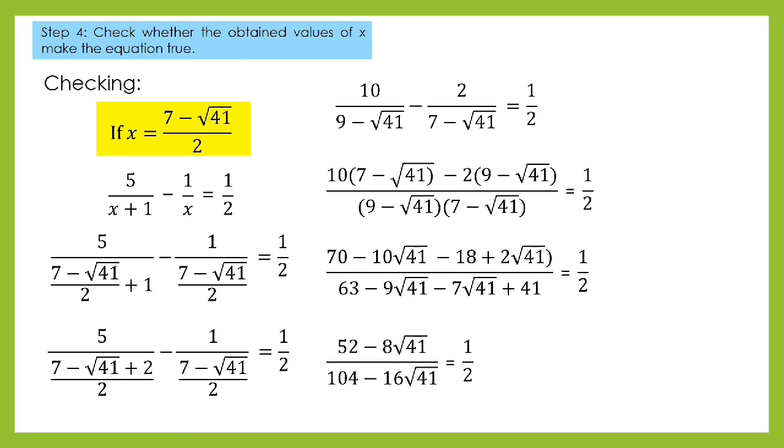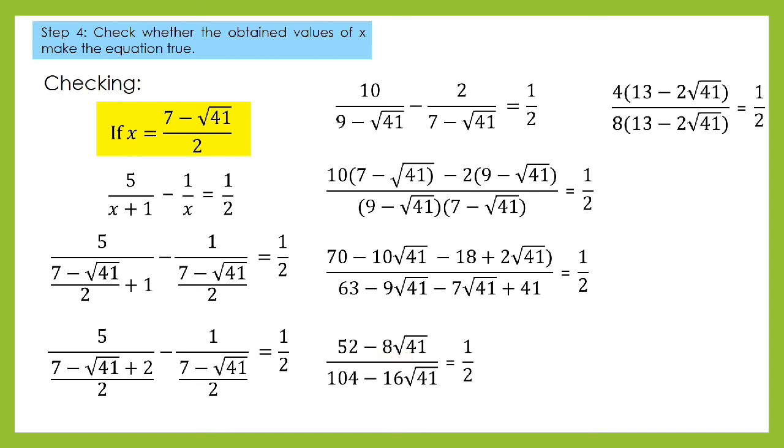Simplify. 70 minus 18 is 52. Negative 10 square root of 41 plus 2 square root of 41 ay negative 8 square root of 41. Sa denominator, simplify natin. 63 plus 41 ay 104. Negative 9 square root of 41 minus 7 square root of 41 ay negative 16 square root of 41 equals 1/2.